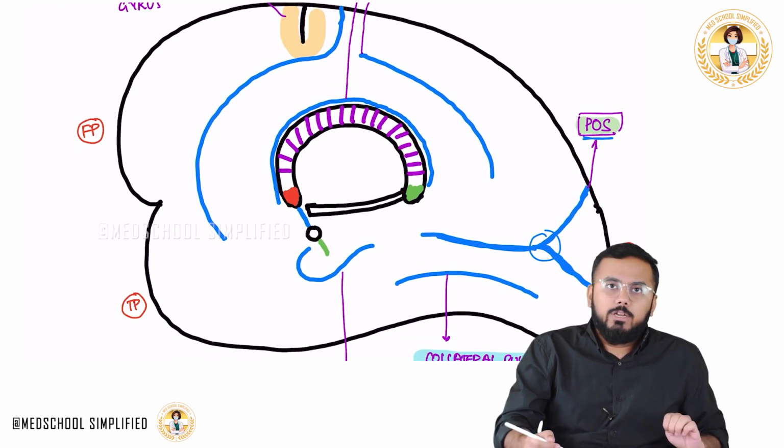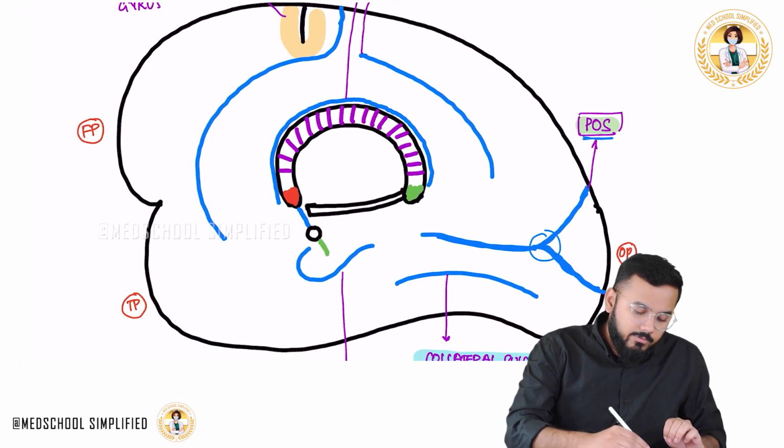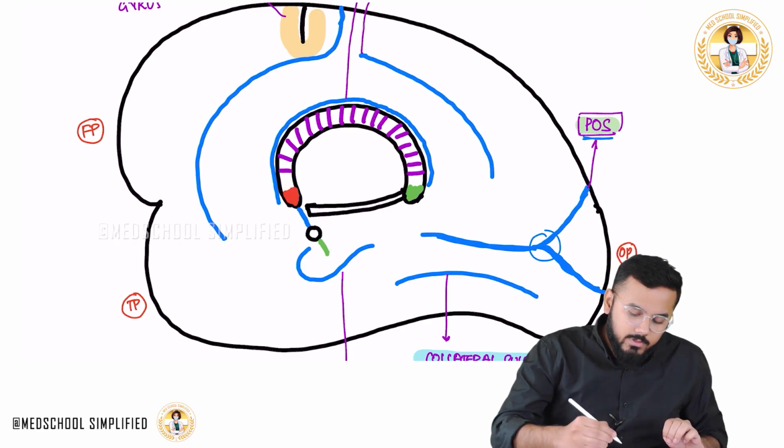Right. Next important thing is that, for example, if I highlight this area with the yellow sketch, right?